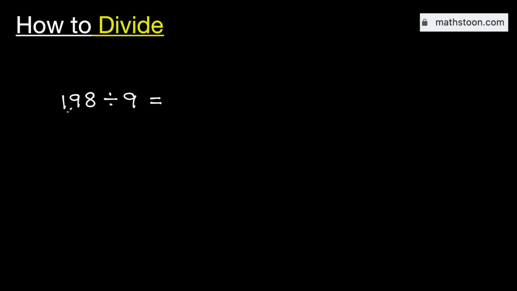Let's learn how to divide the number 198 by 9 using the long division method. See that 1 is less than 9, so we will consider the number 19. We know that 9 times 2 is equal to 18.